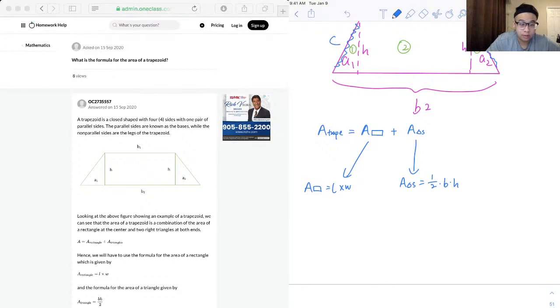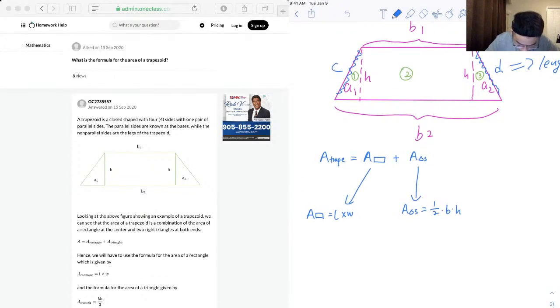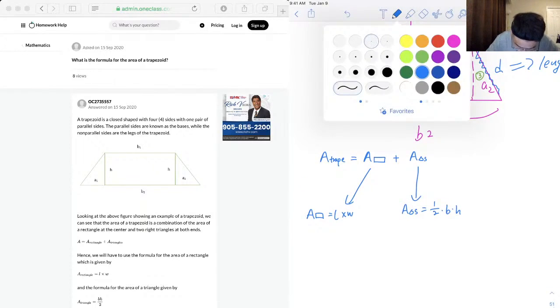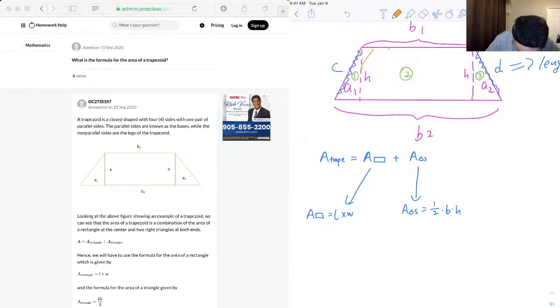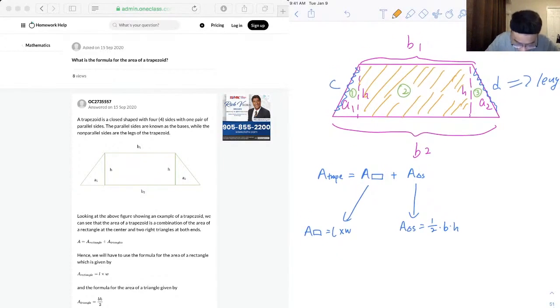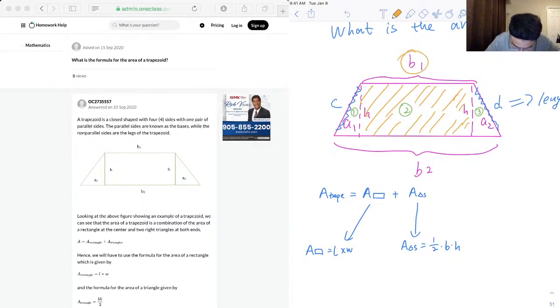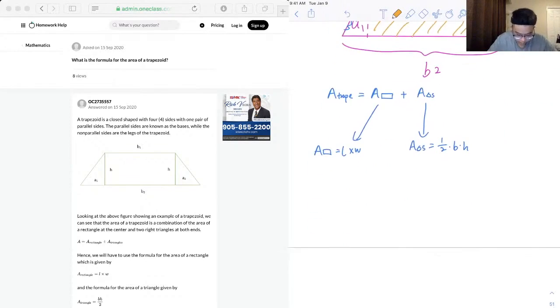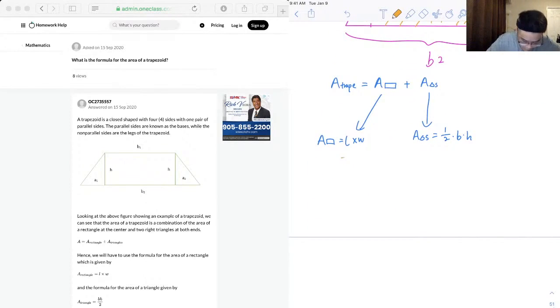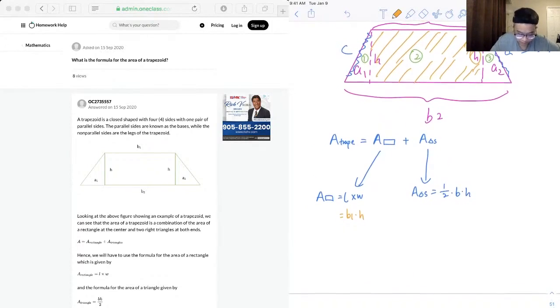So for the rectangle in the given trapezoid, the length and the width are the height h and the base B1 of the trapezoid. Therefore, we'll calculate the area with another color. For the orange area, we know that the base is just B1, and we also have our height, which is h. So this part is equal to B1 times h. So that's the area for our rectangle part.